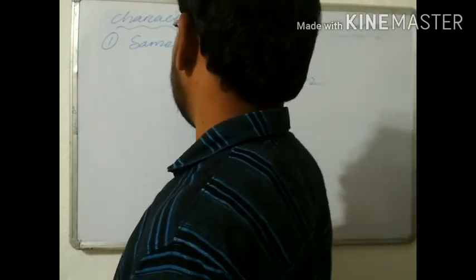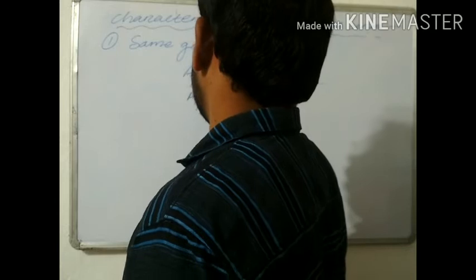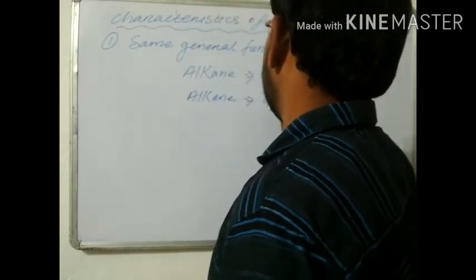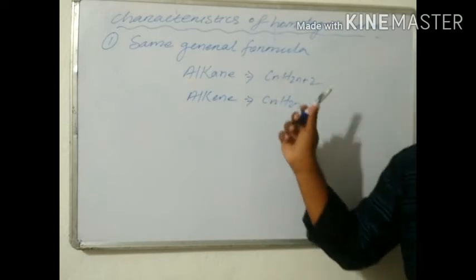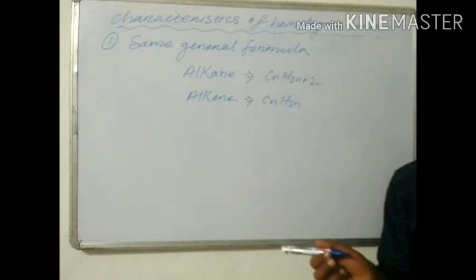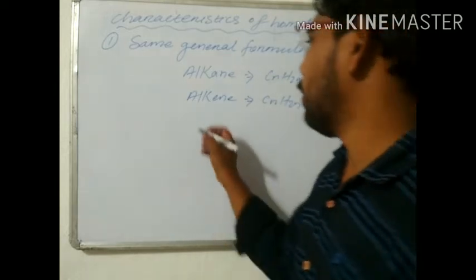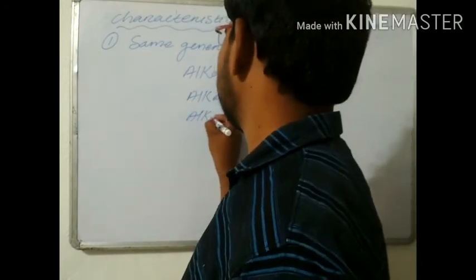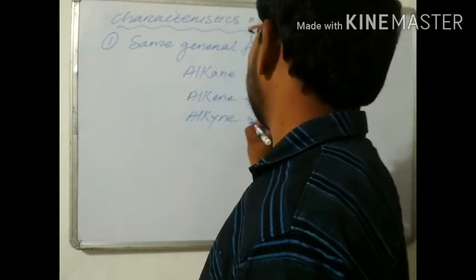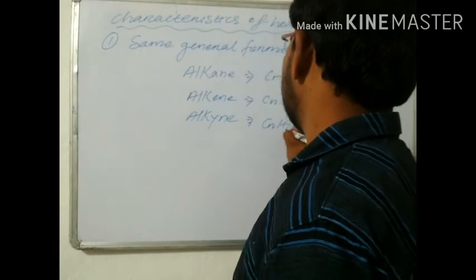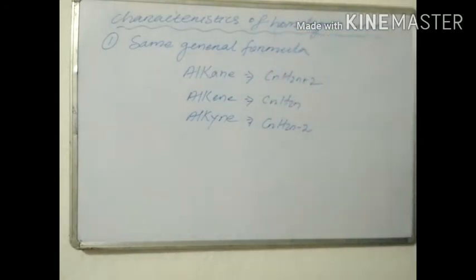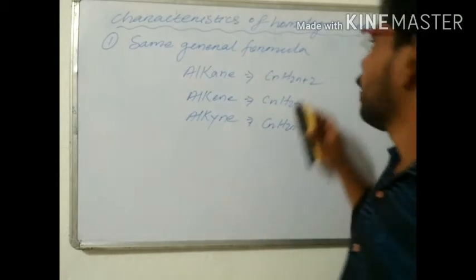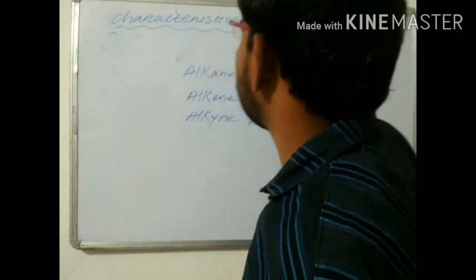But in case of alkene, the general formula used is CnH2n. This applies for all the compounds of alkane, and this one applies for all the compounds of alkene. They have the same general formula. But in case of alkyne, the general formula used is CnH2n minus 2. It is the first characteristic of a homologous series.